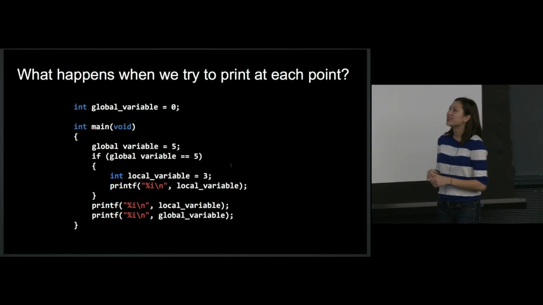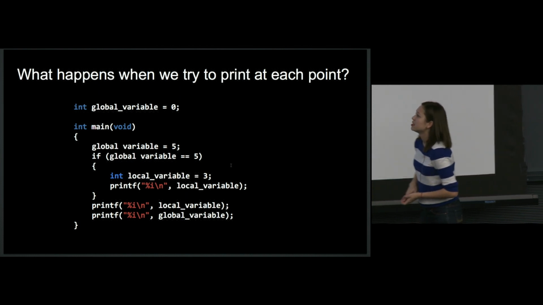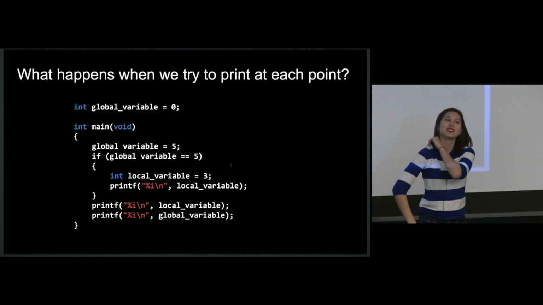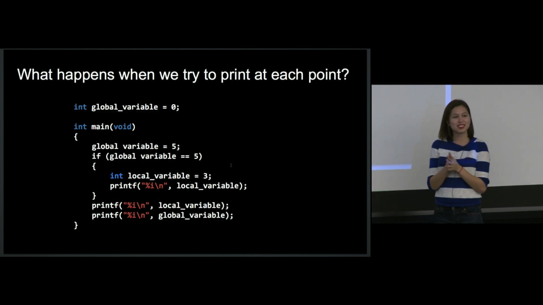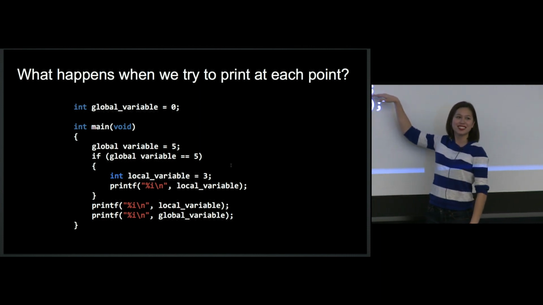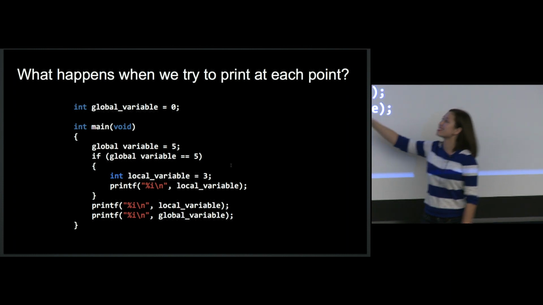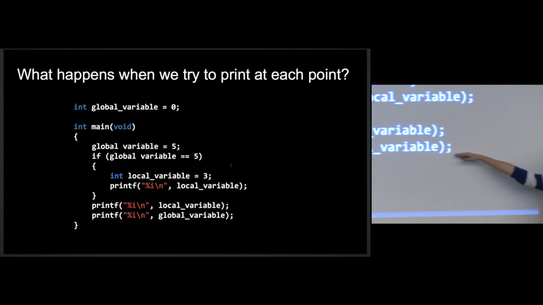So for an example here, this is just some simple program. What do you guys think is going to happen at each point that we try to print? So this one here, what's going to happen? It'll print 3. What about here? It won't work. You're out of scope, right? A local variable doesn't exist outside of these braces. All right? And then what about here?